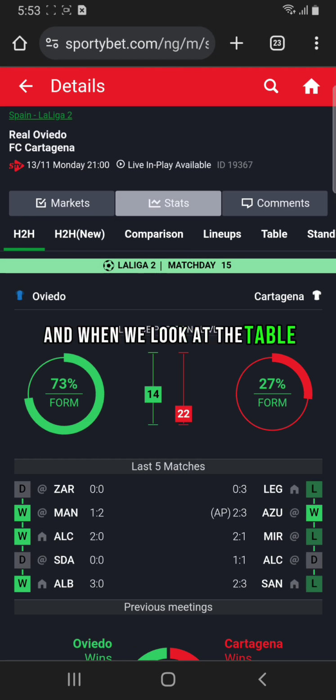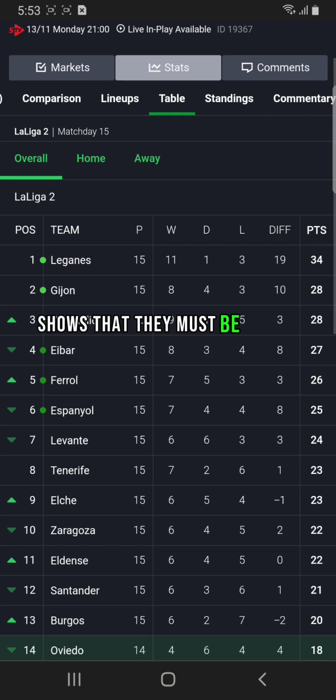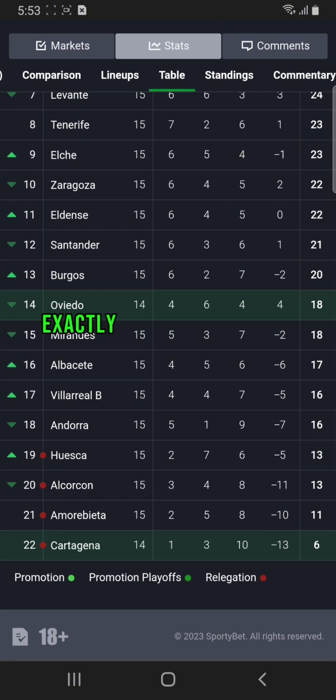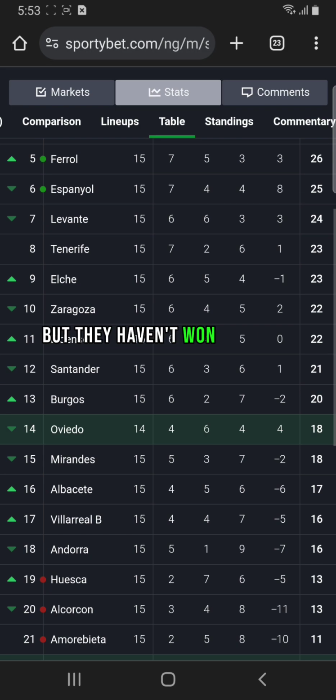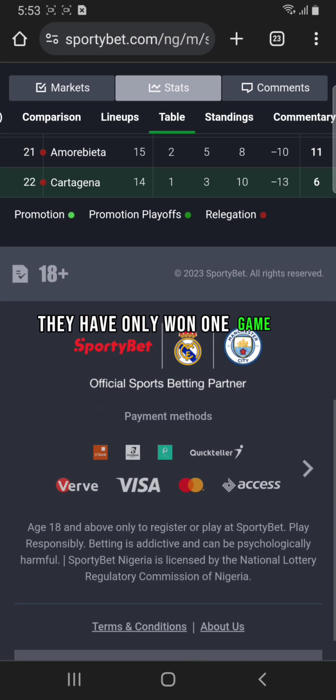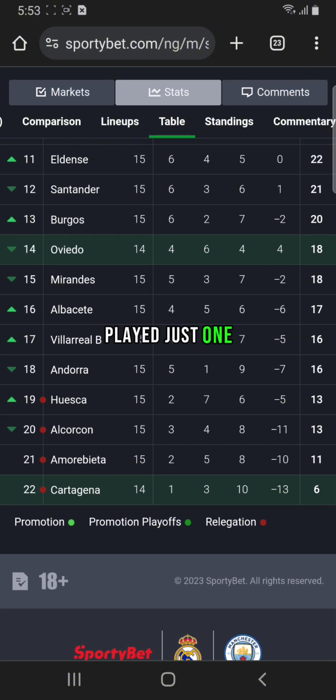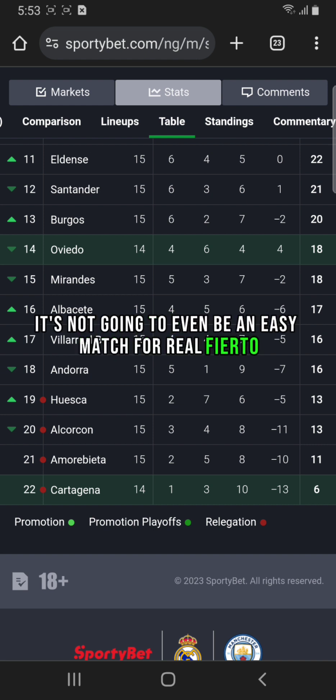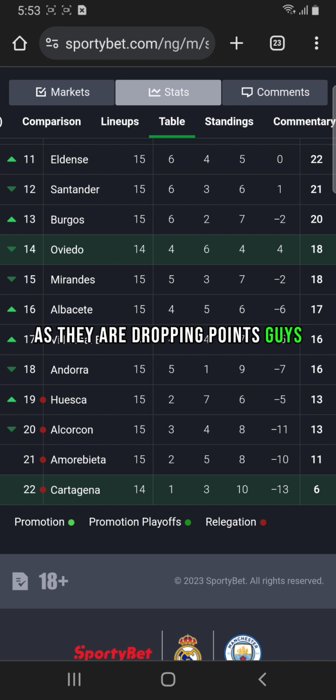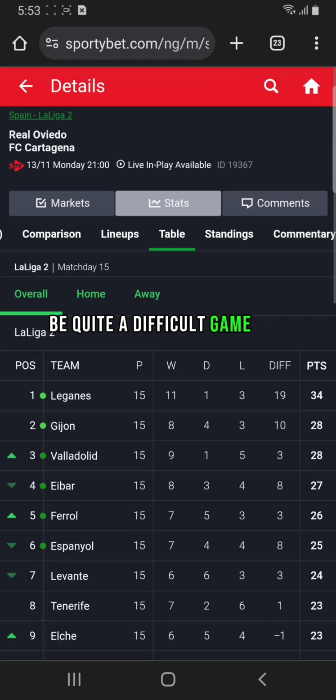When we look at the table, with the form that FC Cartagena is in, it shows that they must be at the bottom of the table. Exactly, and that is why that odd was given to them. But when we look at the head-to-head, quite alright, they are not in good form, and they have only won 1 game in their last 14 games played, just 1. At this point, it's not going to be an easy match for Real Oviedo, as they are dropping points, so it's going to be quite a difficult game for them.